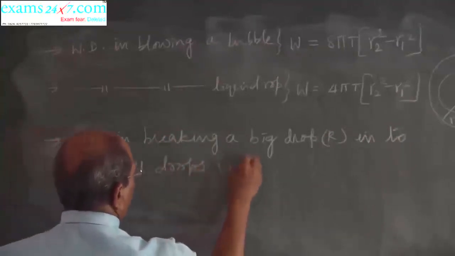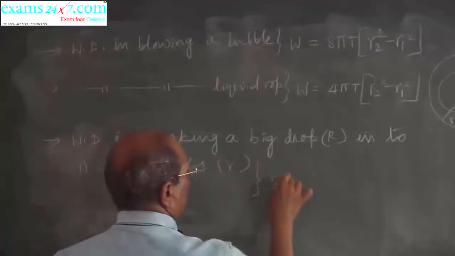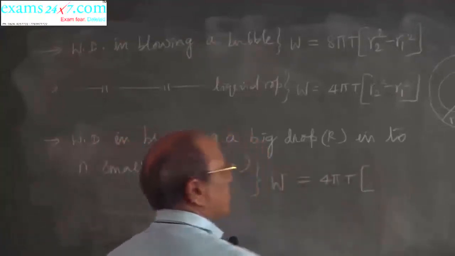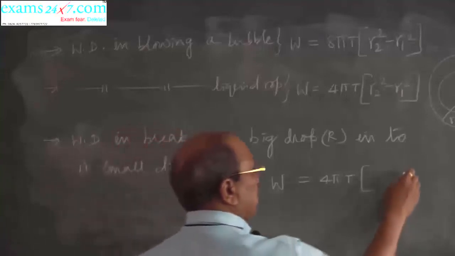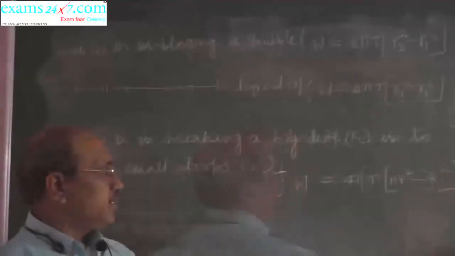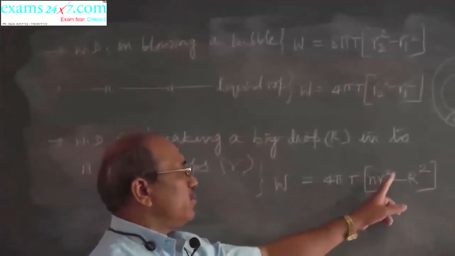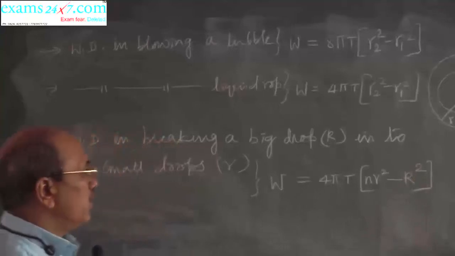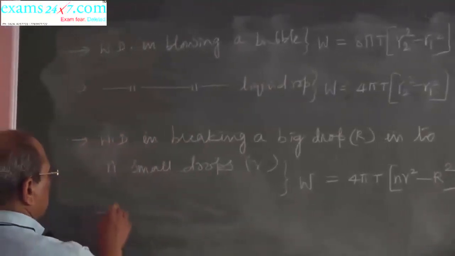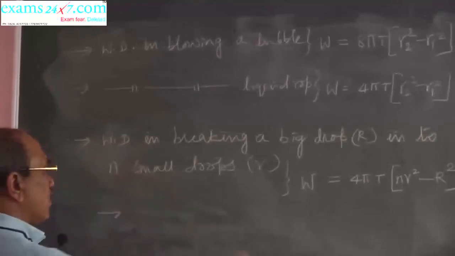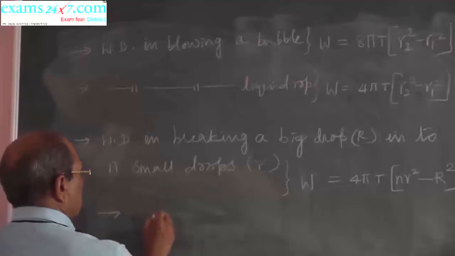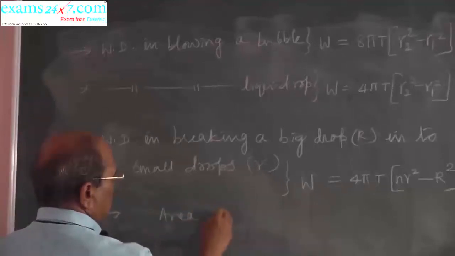Another is work done in breaking a big drop of radius R into n small drops of radius r. If you want to know this, it is 4 pi T into n r square minus R square. Earlier it had an area of R square, now n times r square. In this case, when we break the big drop into small drops, the area increases.